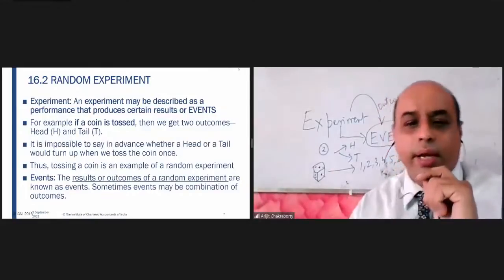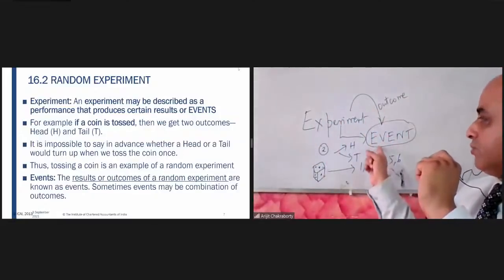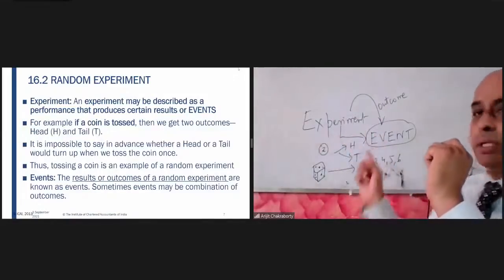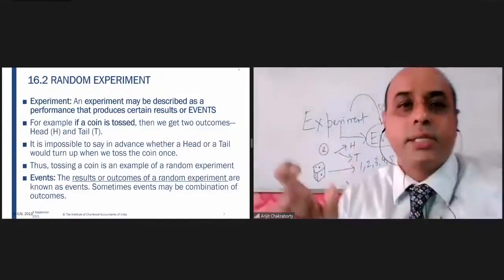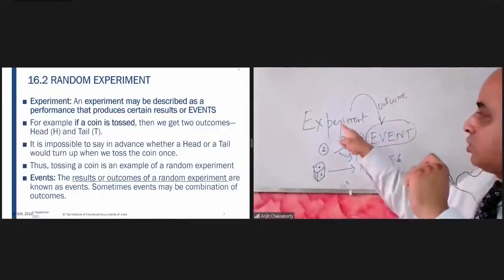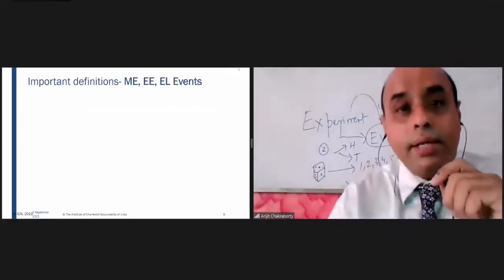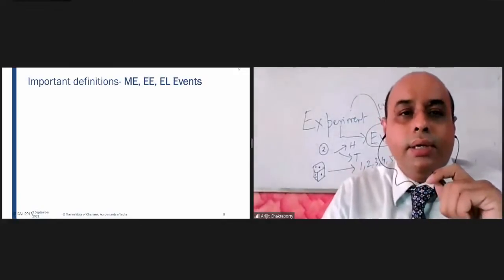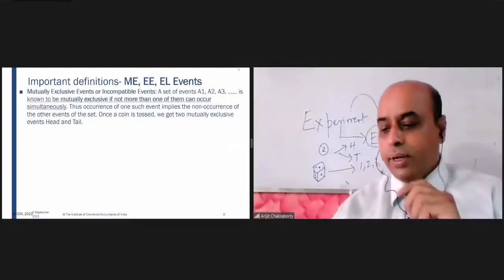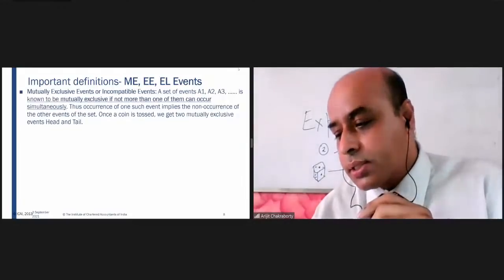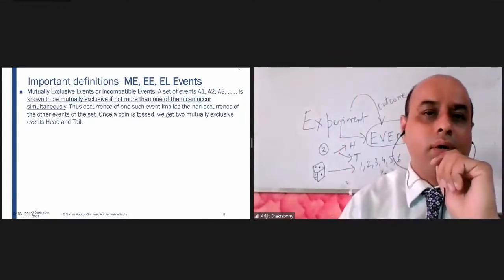And events can be sometimes a combination of different outcomes. So experiment leads you to an event. Experiment is the cause, event is the effect. Experiment is the input, event is the output. Okay, so please remember these two. That's why I was drawing this to show you that the outcome of an experiment is an event. Now, if you look at the next very important part, that is mutually exclusive events. Event is nothing but an outcome of an experiment.